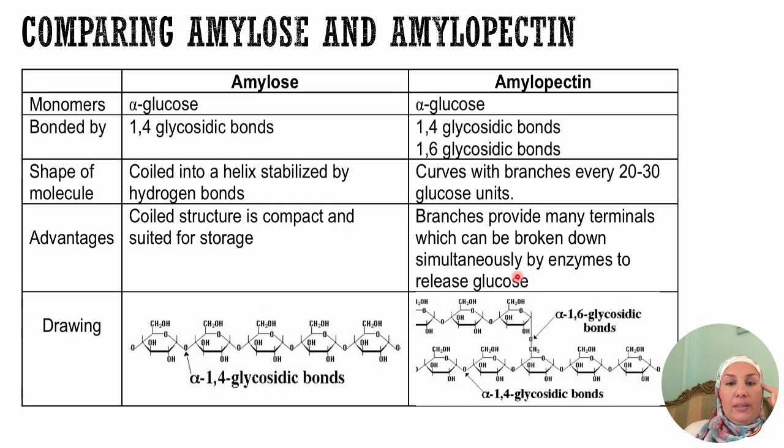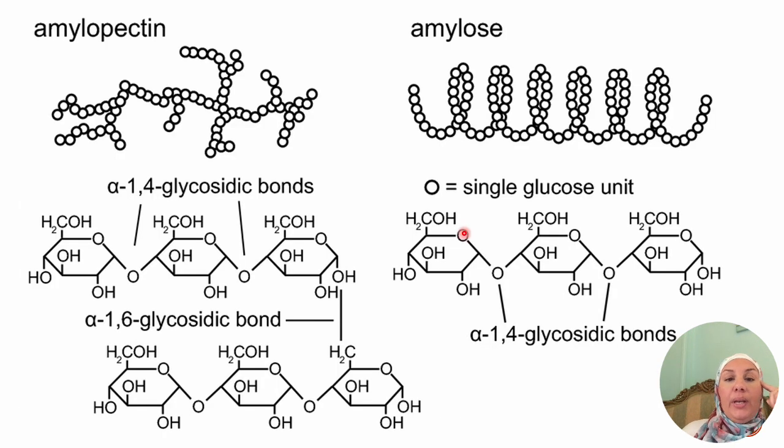Okay, so that's the difference. Here we have another diagram. Here is the helical structure of amylose. So you see how spiral it looks. This takes up much less space than if it was a straight chain. Here, amylopectin is coiled, but it has many branches, which makes it harder to see the coiling a little bit, but still there is a coil. So we have two bonds, as you remember: 1,4 glycosidic bonds and 1,6 glycosidic bonds.